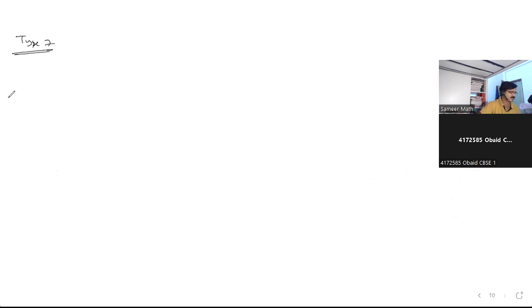What is type 7? All functions may not have a period. Why? Suppose I say f of x is equal to sine x square. If I write sine x square, what is going to happen? Will you get the period over here? You cannot find the period. What is the period here? Is it possible? You are not going to get it.